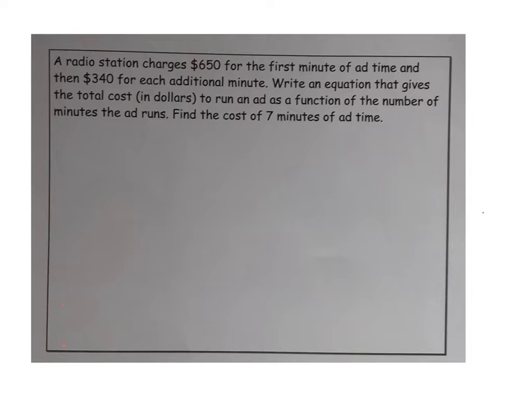So the first thing we're going to do is define the variables we're working with. So C is going to be the cost. So C equals cost. And then it says here, it's going to be a function of the number of minutes. So we write down n is the amount of minutes.